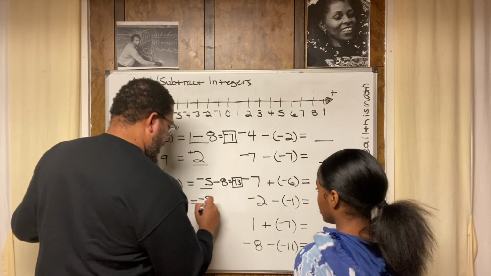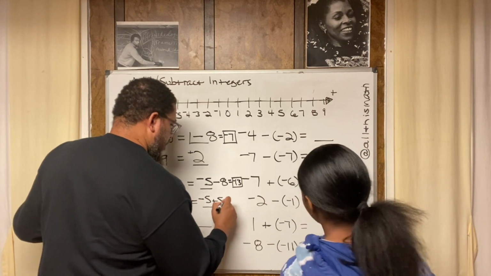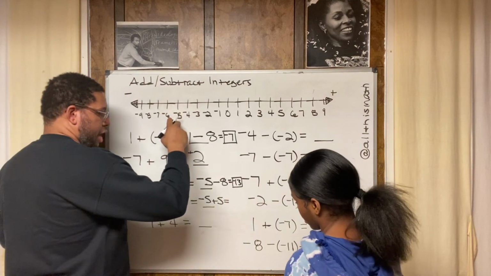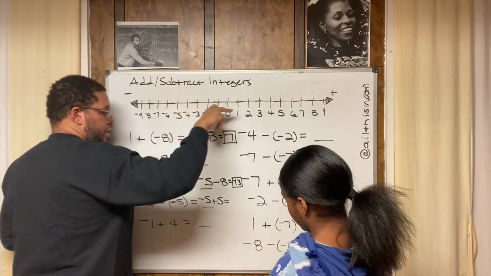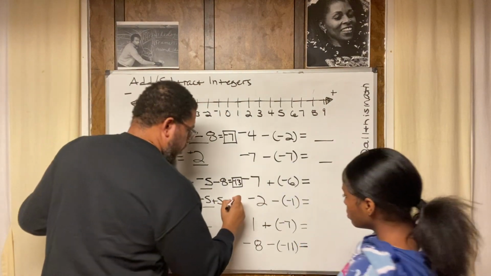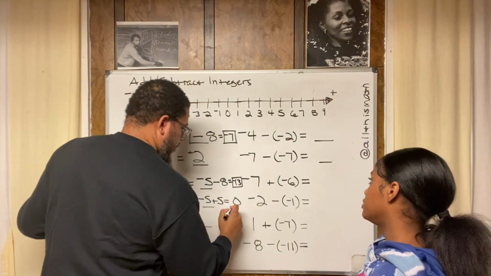So say -5 plus 5. Where do we start on the number line? -5. Which direction do we move in? To the right. How many spaces? 5. So we end up at 0. So that's going to be 0.